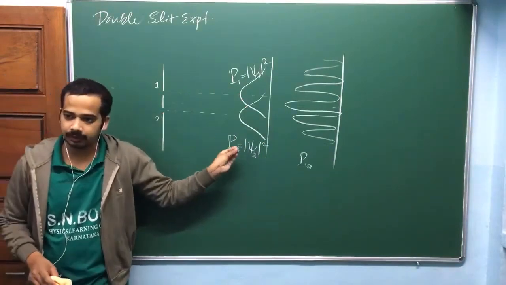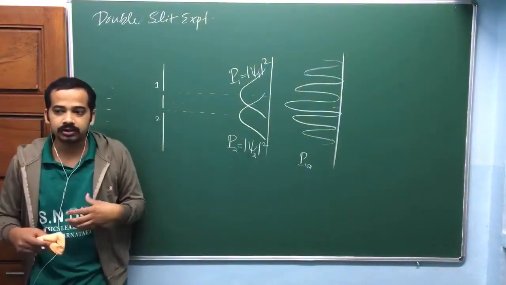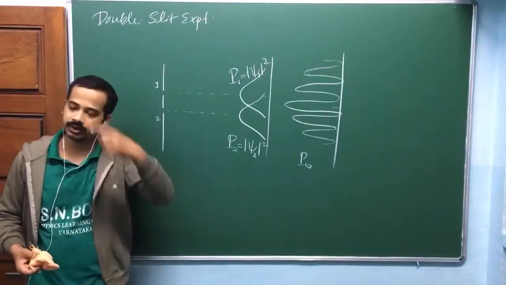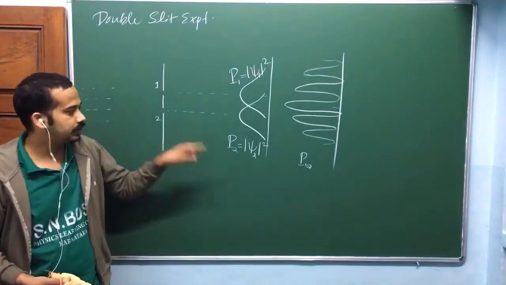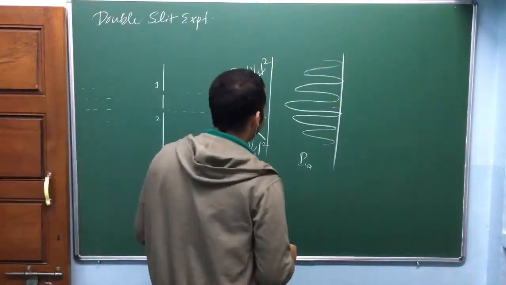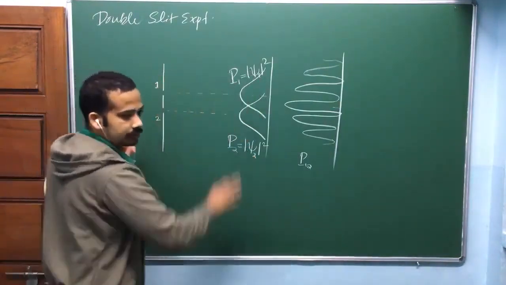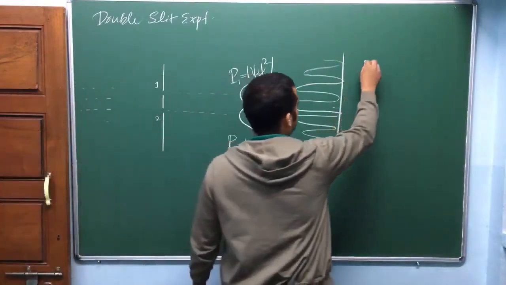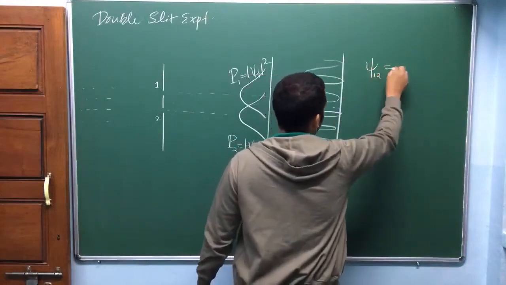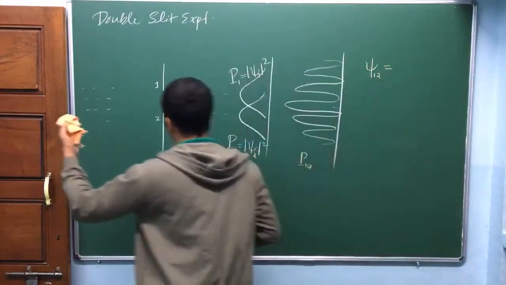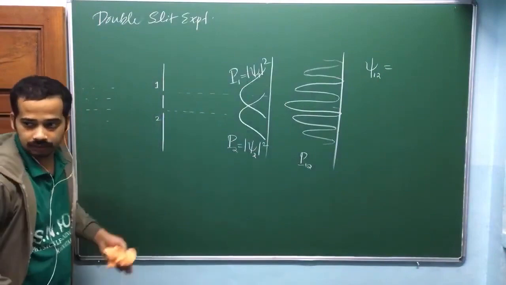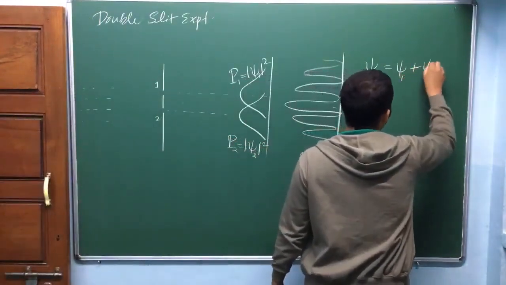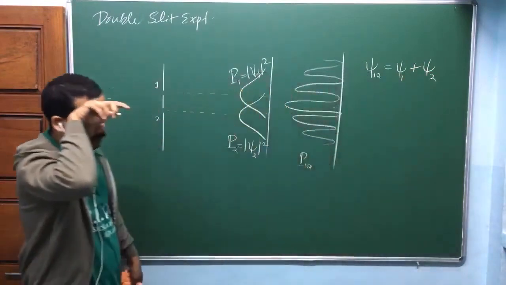It is probability amplitude. But what does it say? It talks about the state of a particle, just like the ground state of the hydrogen atom or the first excited state of the hydrogen atom. So when we keep this unobserved, when we are not disturbing the electron, the same is true even for a single electron experiment. The state of the electron is psi 1 plus psi 2. We call this the superposition state.